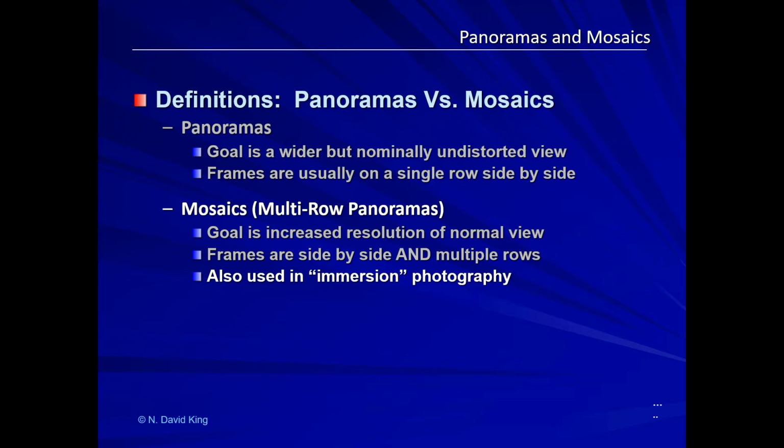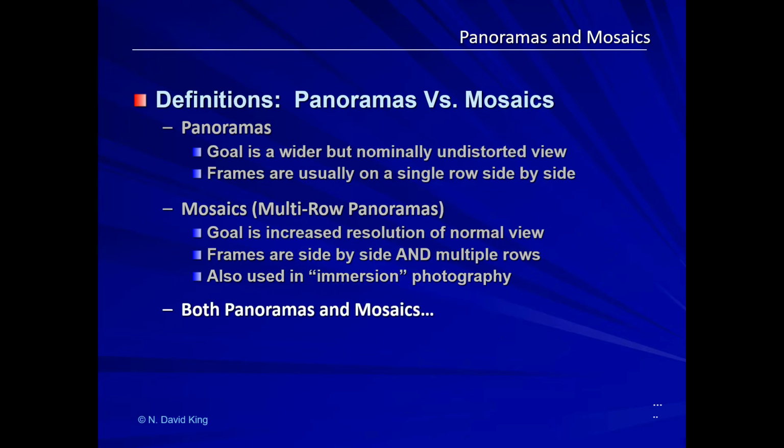This approach, this mosaic, this multi-row panorama, is also used in emergent photography, where people are creating 360-degree views of things that computer software now turns into a view that with the mouse you can look all around you in all directions, up, down, sideways, backwards, and move through the world that it's attempting to show you. It uses this same technology to shoot and put things together.